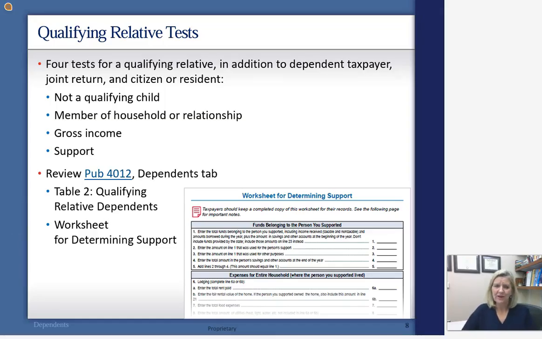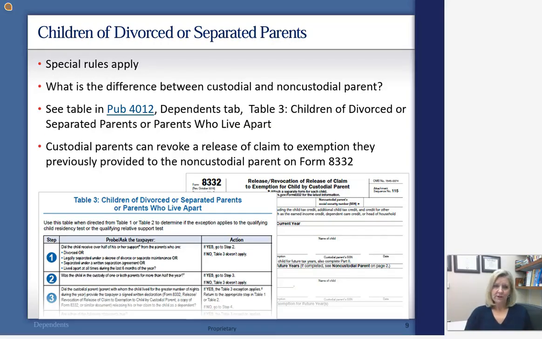Sometimes we'll see it with an aunt or an uncle or some other relative that is not a qualifying child, where the taxpayer is providing all the support or most of the support, and the person living with them doesn't have very much income at all. So just make sure you go through each one of those in determining whether or not it is a qualifying relative. All right, so let's quickly talk about some special rules for divorced or separated parents.